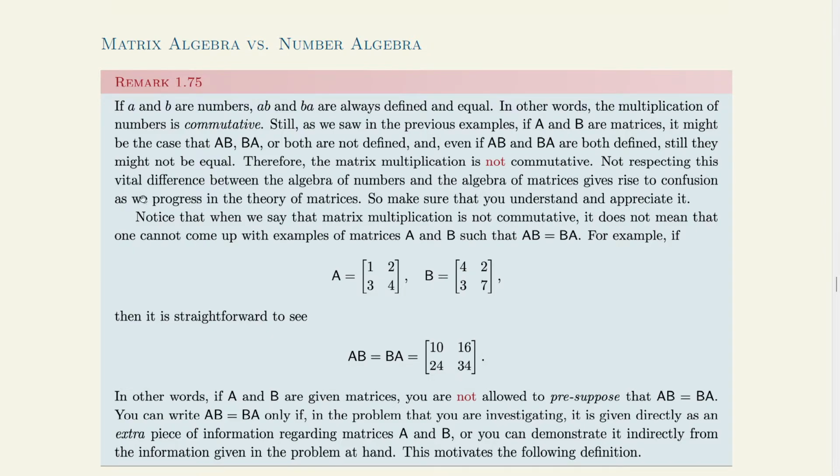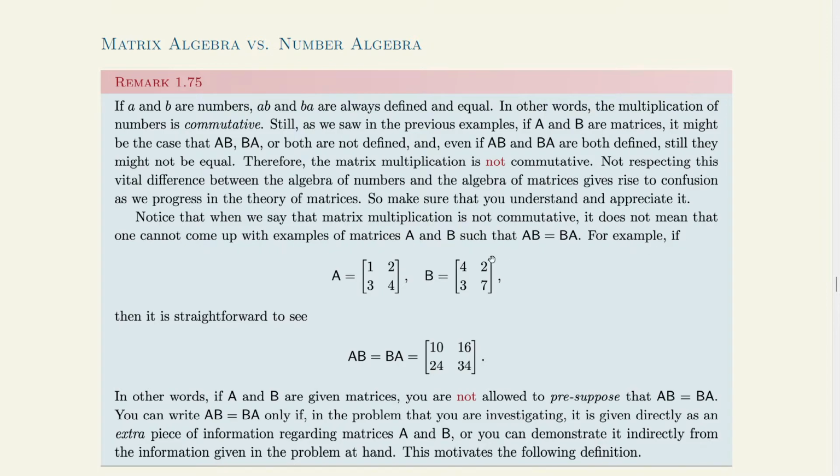Not respecting this vital difference between the algebra of numbers and the algebra of matrices gives rise to confusion as we progress in the theory of matrices, so make sure that you understand and appreciate it. Notice that when we say that matrix multiplication is not commutative, it does not mean that one cannot come up with examples of matrices A and B such that AB is equal to BA.